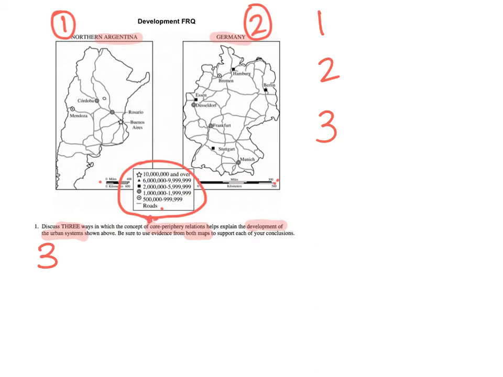Core periphery relations. Well, what do I know about core periphery relations? That's Wallerstein. You don't necessarily need to know that, although it might give you extra props if you mention it. Wallerstein's world systems theory is what this is.